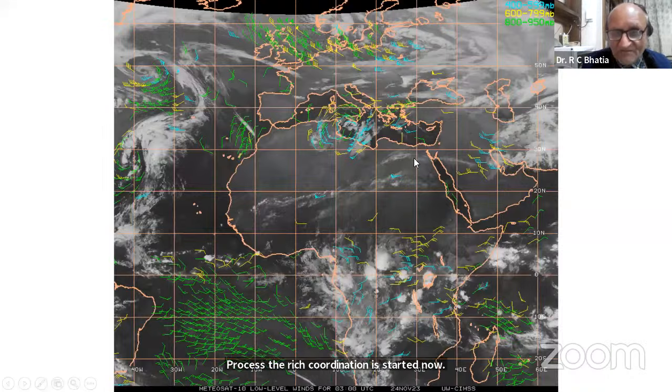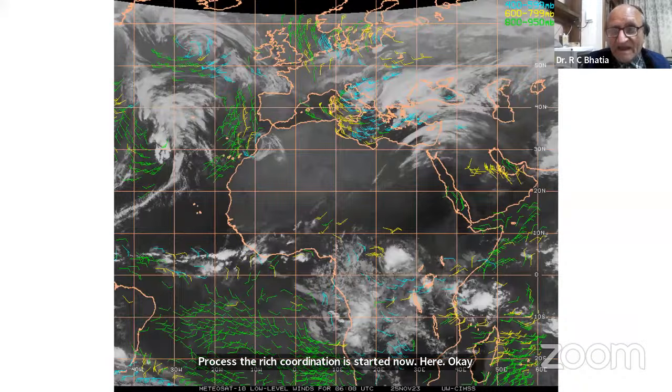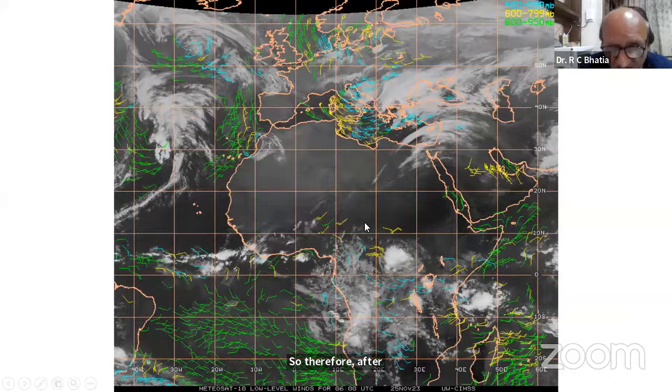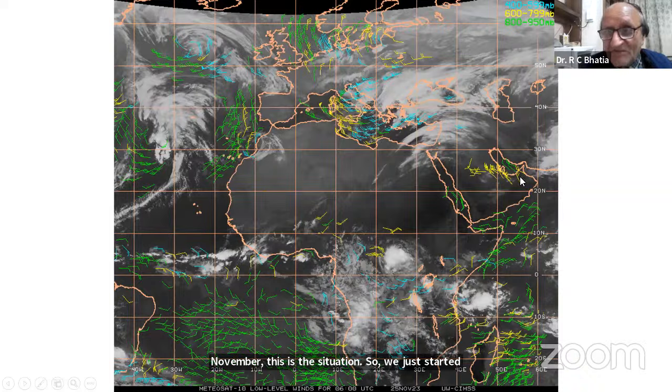Of course I have skipped many images because otherwise if I put too many, it will be congested, so it will be difficult to see, and a lot of data has to be copied to show you everything. So after skipping some images, what I find is on 25th November, this is the situation. Ridge has started forming, and it is increasing. And on the forward side, a trough has started forming.